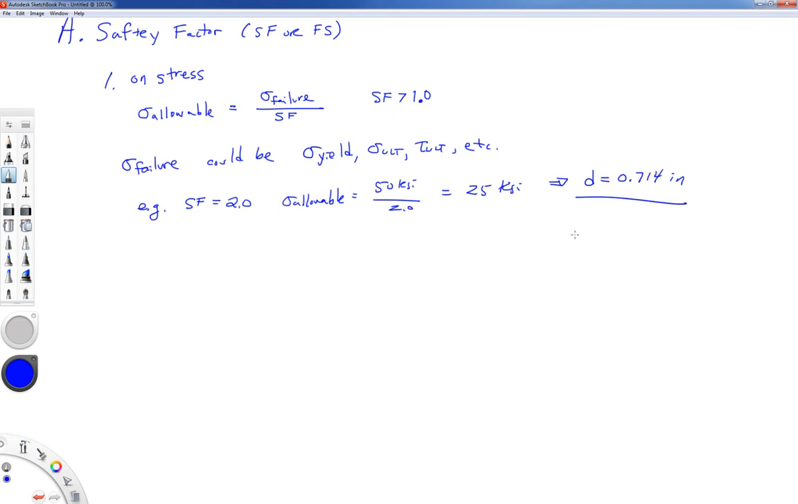The smaller the safety factor, still greater than 1, the smaller what's called the margin of safety. So we can talk about that term as well. Okay, so in our case, if we had a safety factor of 2, we'd have a margin of safety of 1. If you have a really small safety factor, maybe 1.15, then you'd have a margin of safety of 0.15.